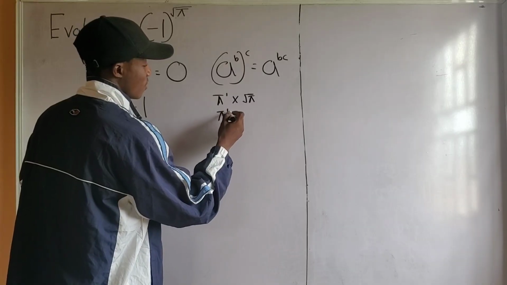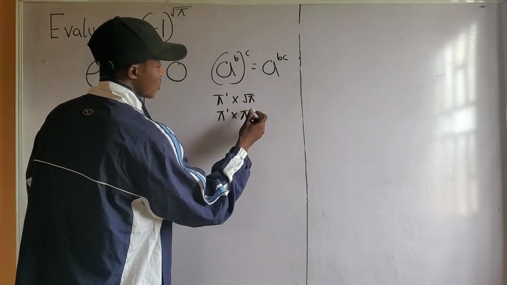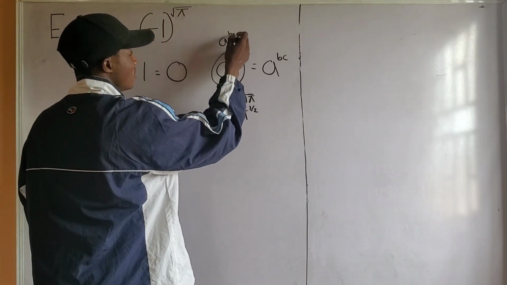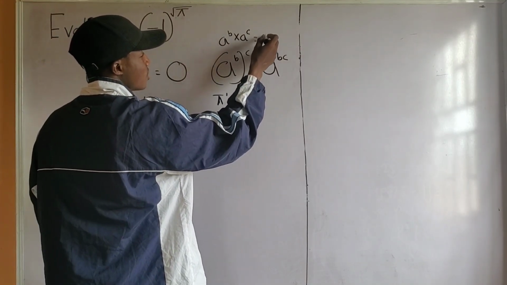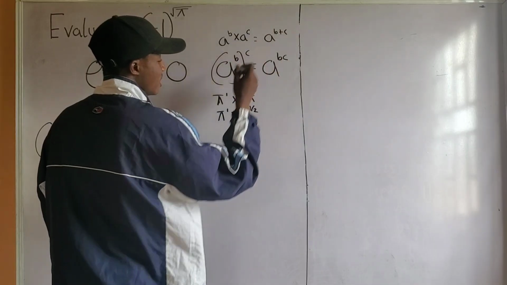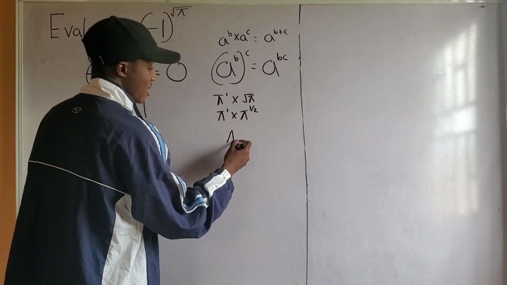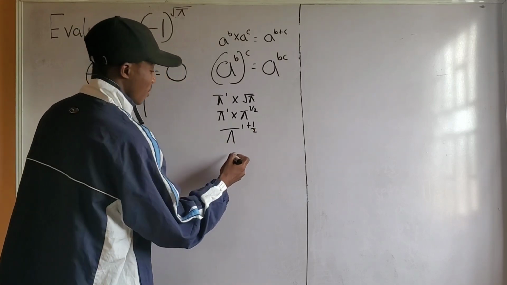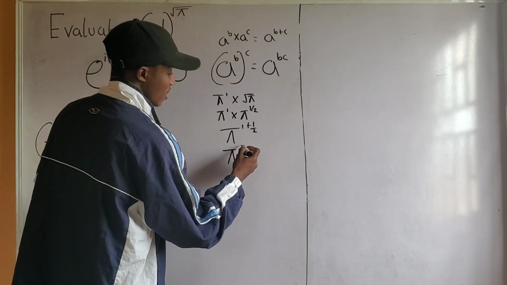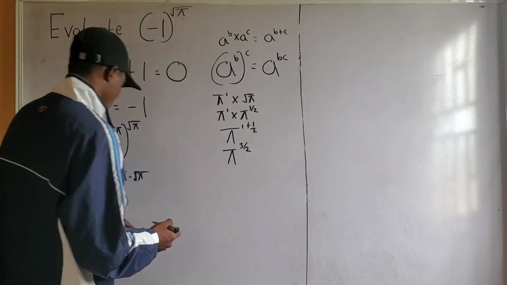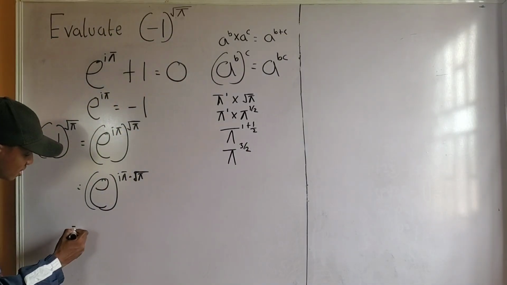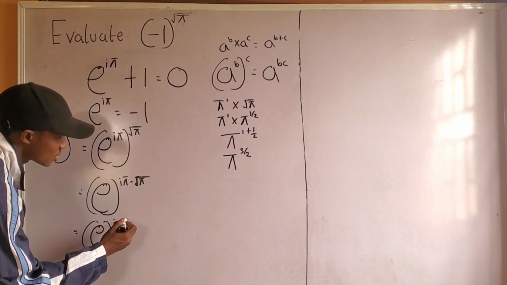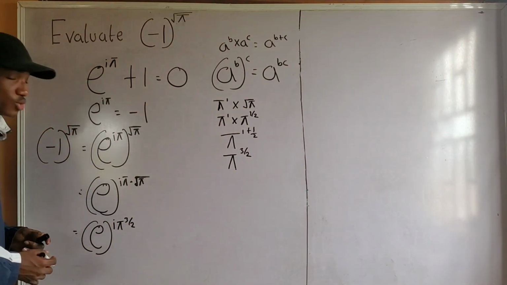Pi raised to the power of 1 multiplied by pi raised to the power of 1 over 2, right? Now, according to this law, a to the power of b multiplied by a to the power of c will equal a raised to the power of b plus c. So for this, I'm going to have pi raised to the power of 1 plus 1 over 2. Do you understand? So for this, I'm going to have pi raised to the power of 3 over 2. So for this, I'm going to have e to the power of i pi raised to the power of 3 all over 2. Do you understand?